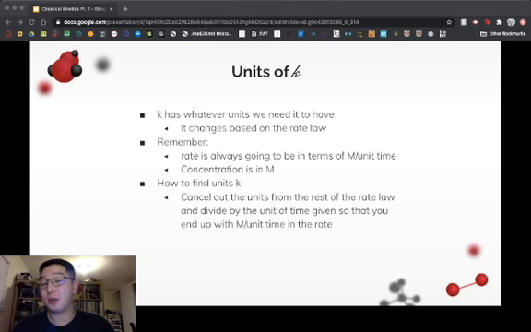Remember, the rate is always going to be in terms of molarity, or moles per liter, per unit of time. And also remember that the concentration is always going to be in moles per liter, or molarity. So the way you find the units of K is basically to cancel out the units from the rest of the rate law, and then divide by the unit of time given to you, so that you end up with the molarity divided by unit of time that the rate is going to be in.